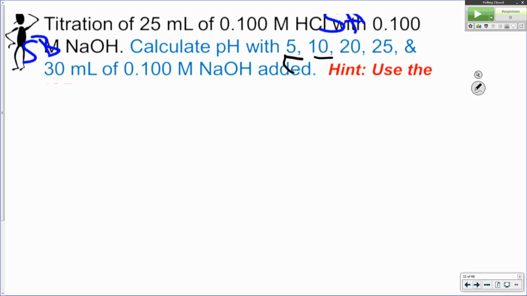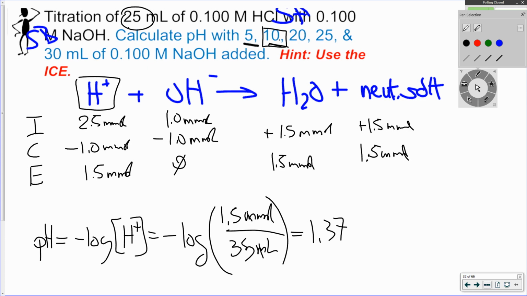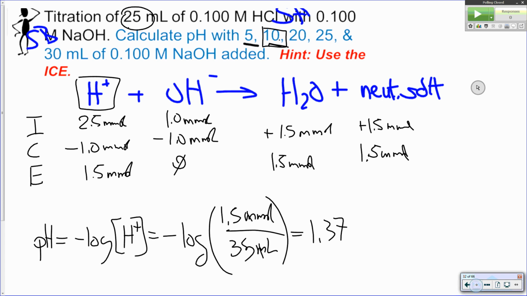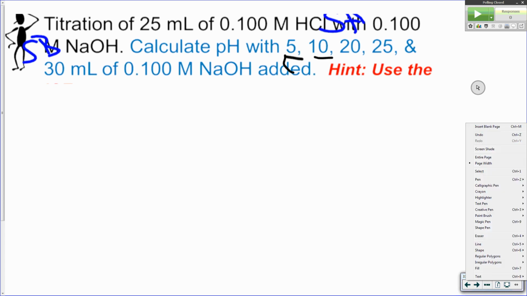So, if I can remember how to paste here. Nope. Okay.